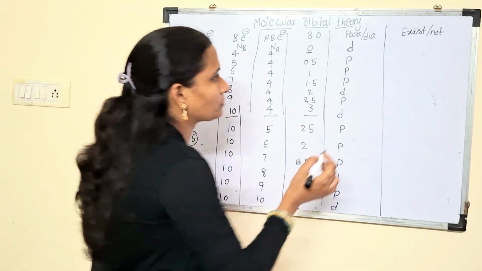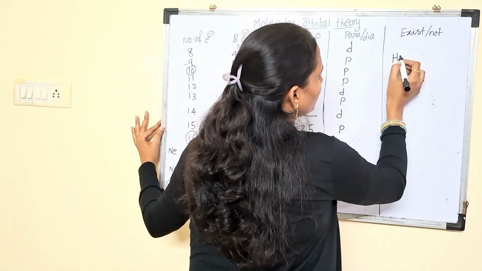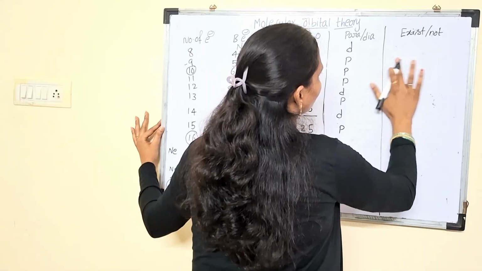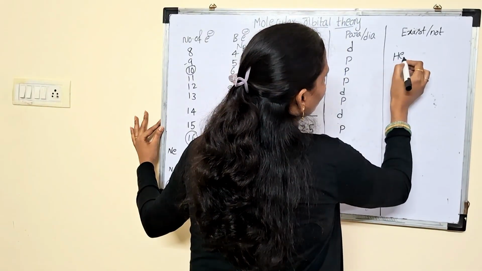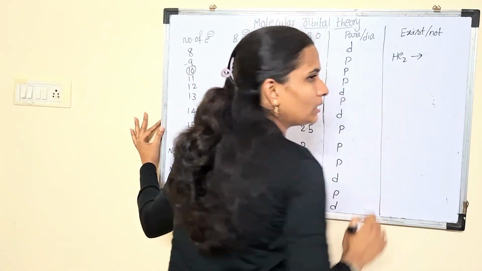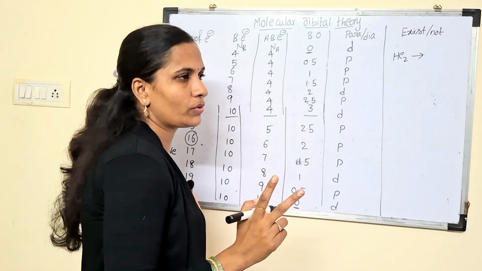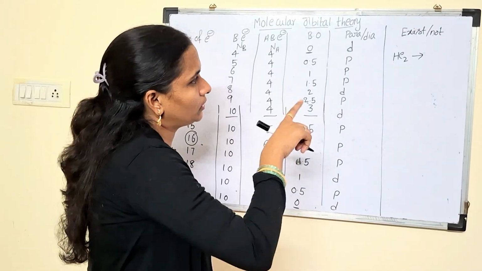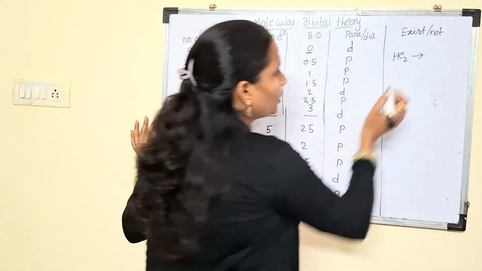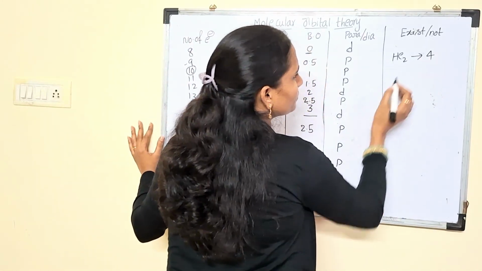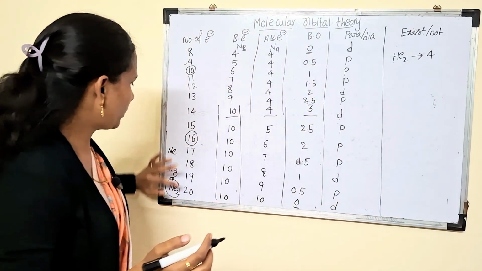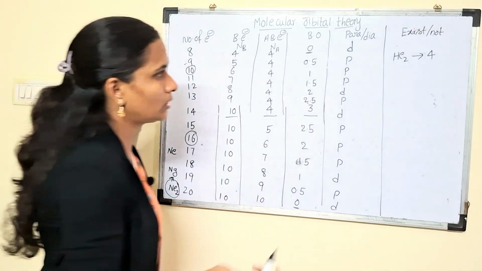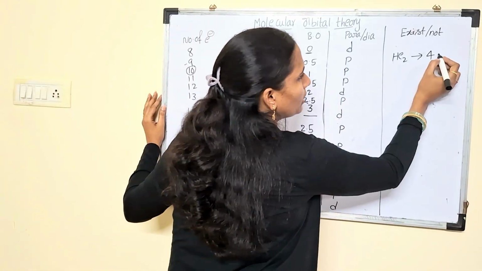For example, the helium 2 molecule is given. Helium has how many electrons? 2 electrons, because its atomic number is 2. So helium contains 2 electrons, but here He2, so totally 4 electrons. Actually, here I said 8 to 20 only. Below 8 electrons, how to calculate? For example, helium 2, how many electrons does it have?